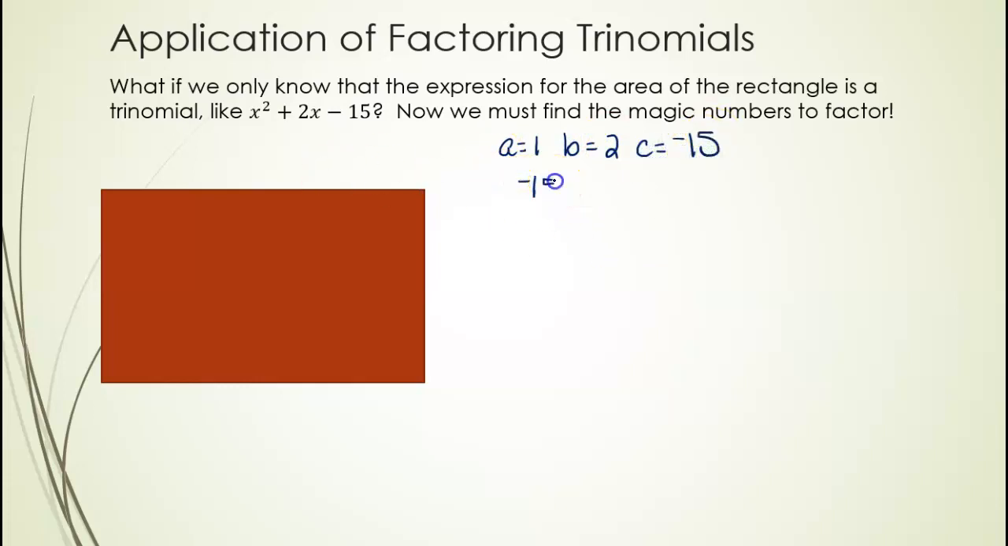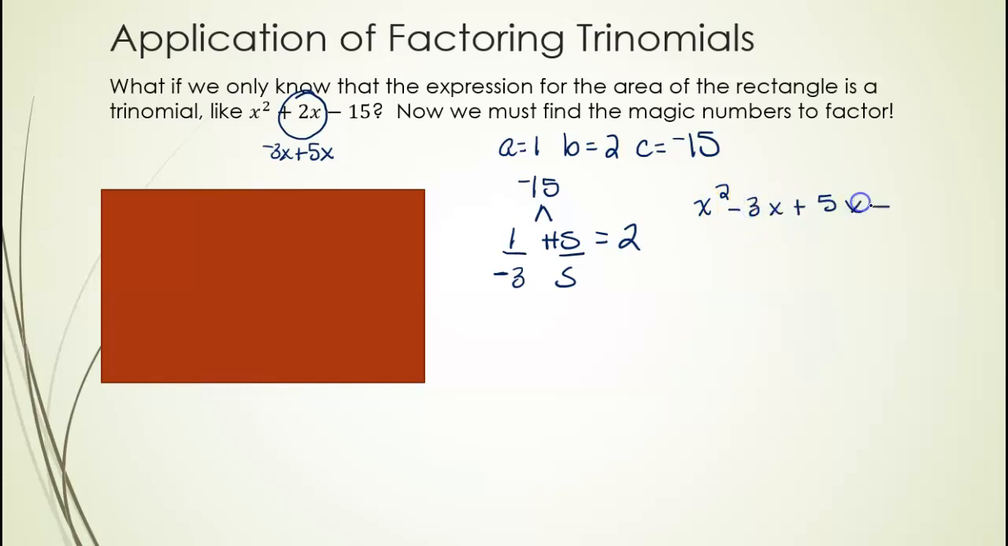A times C is -15, and I'm looking for two numbers that multiply to be -15 and add to be 2. Well, 1 and 15 won't work, but 3 and 5 might. Remember, I want this to be a +2, so the smaller number should be negative. Now, remember, I am replacing my B term here. I am replacing 2x with -3x and +5x. Everything else stays exactly the same. So this becomes x squared minus 3x plus 5x minus 15, and I'm ready to factor by grouping.